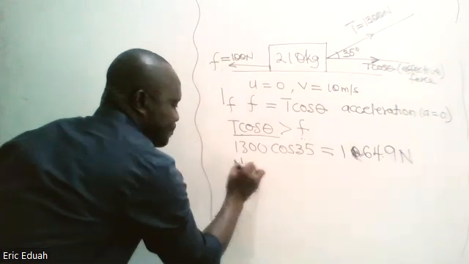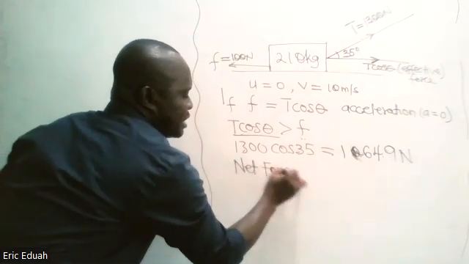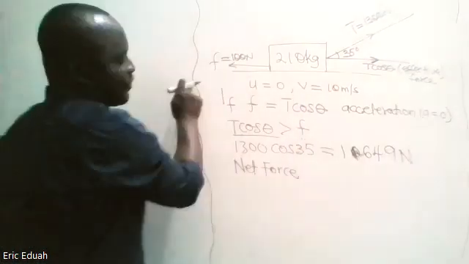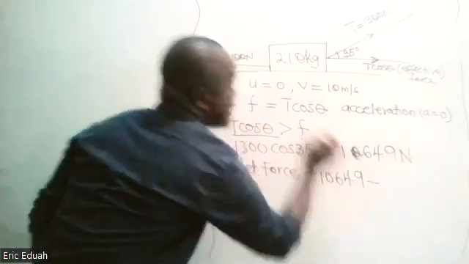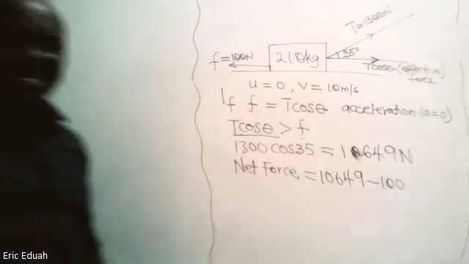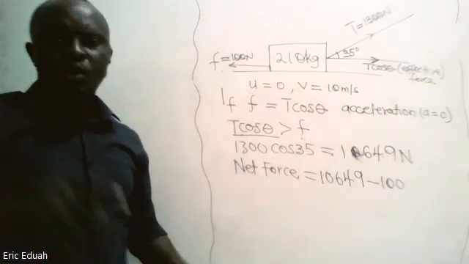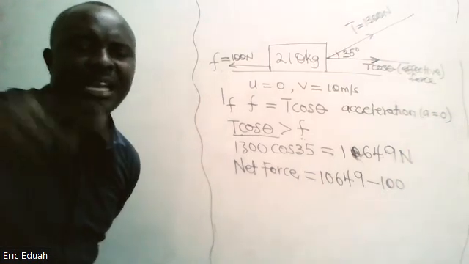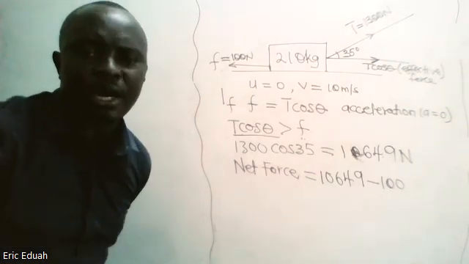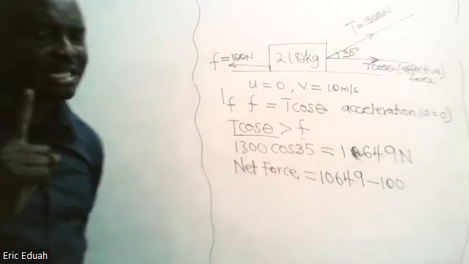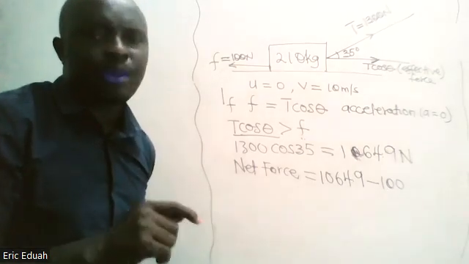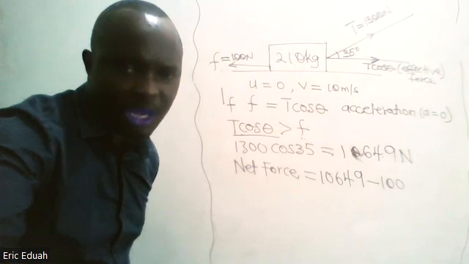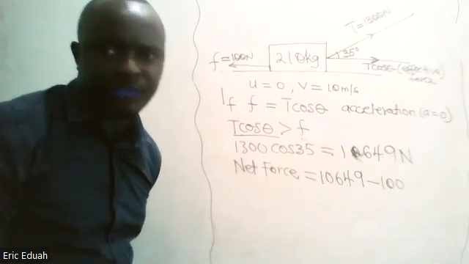So the net force or the resultant force between this T cos theta and the friction is equal to 1,064.9 minus 100. And in Newton's second law of motion, whenever there is a net force or resultant force, a body accelerates. Please listen to the second law. Okay, the first law is saying, please mute yourself if you haven't muted. I'm getting a very bad feedback.